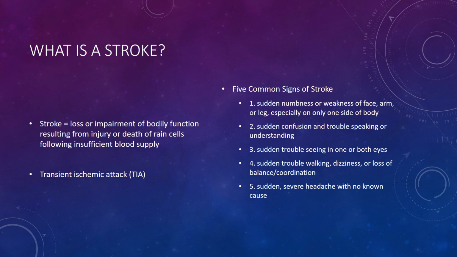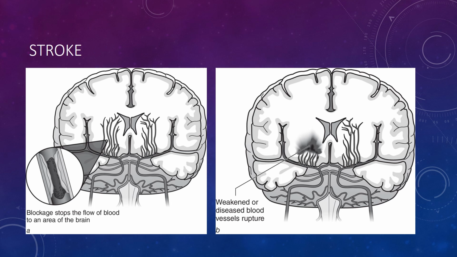You can also have mini strokes that are called transient ischemic attacks, or TIAs. This is when for a short period of time blood flow to a particular region of the brain is reduced. So stroke signs: sudden numbness or weakness of the face, arm, or leg, especially if it's only on one side. Sudden confusion, trouble speaking or understanding, sudden trouble seeing, sudden trouble walking, dizziness, loss of balance, sudden severe headache with no known cause. Notice that all 5 of those start with sudden. It comes on very, very quickly.